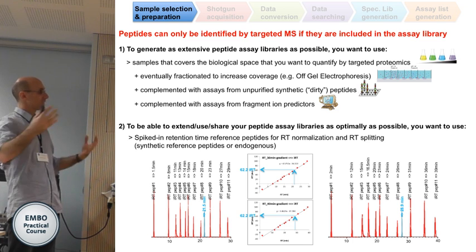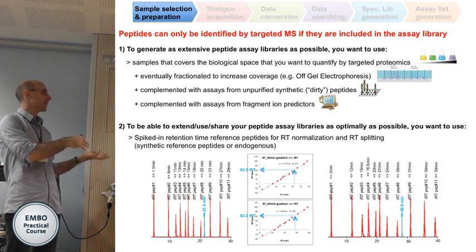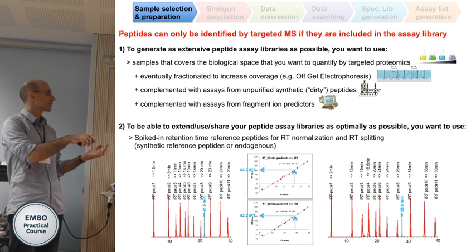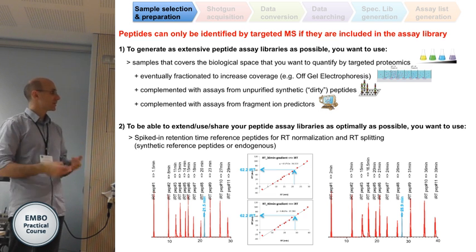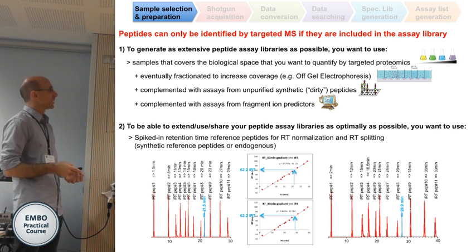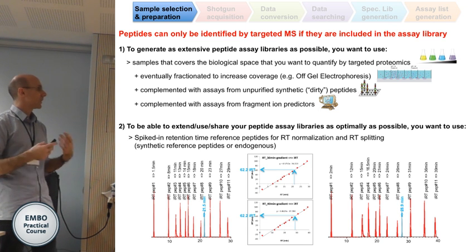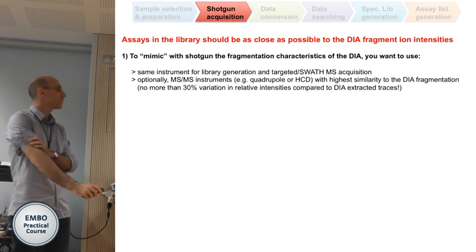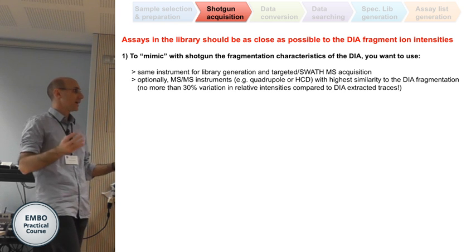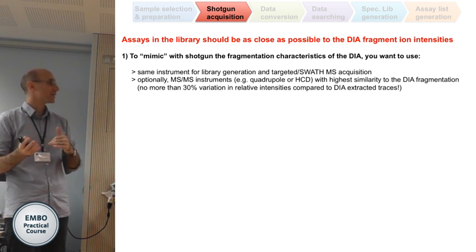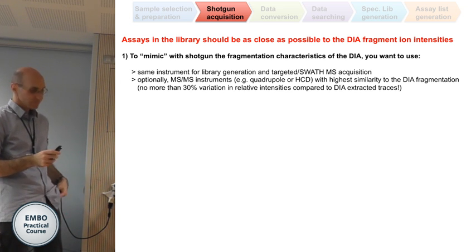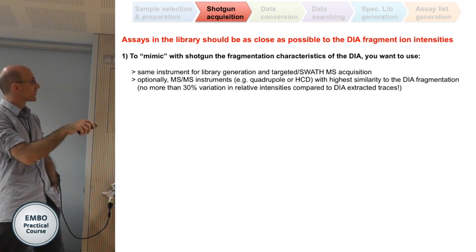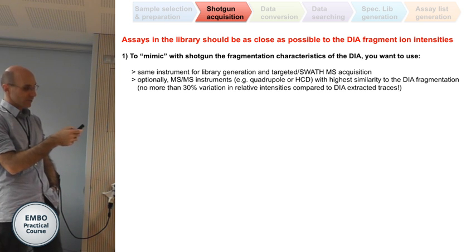So this allows you basically to transfer assays acquired in certain conditions in shotgun library generation to targeted proteomics in completely different gradient conditions. This is very important if you really want to extend the information of your libraries and not be limited to the same gradient and the same lab, but basically transfer your assays across different conditions. So the second step I'm going to speak about now is the shotgun acquisition.